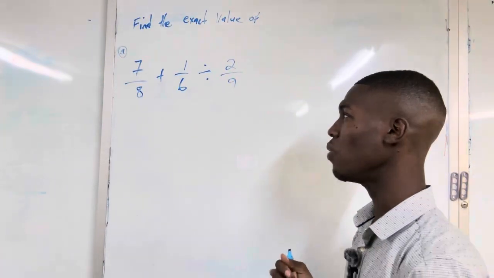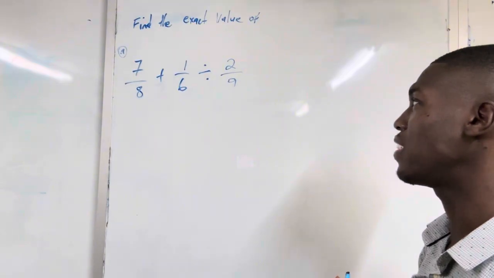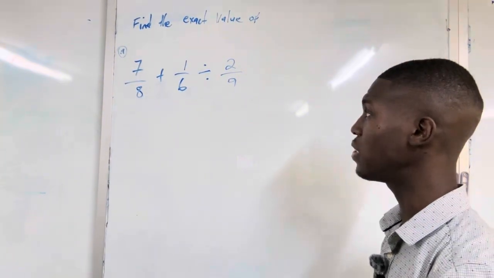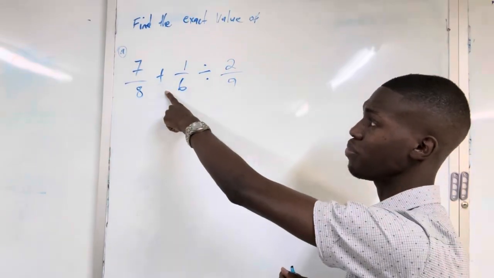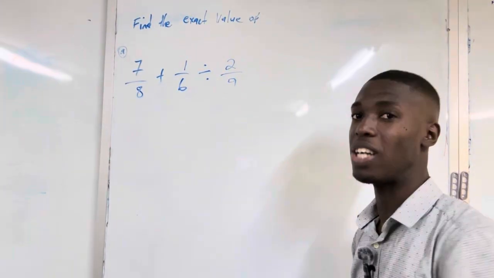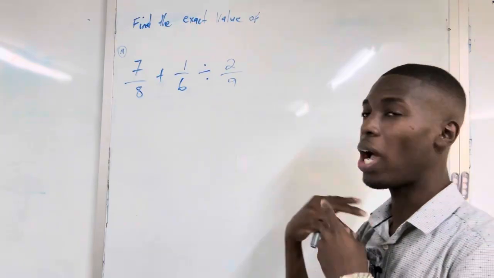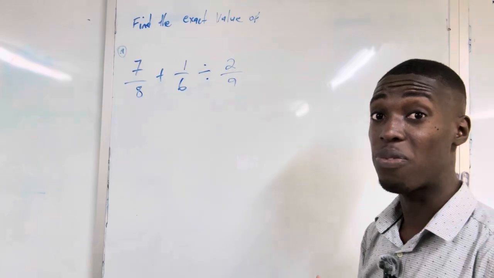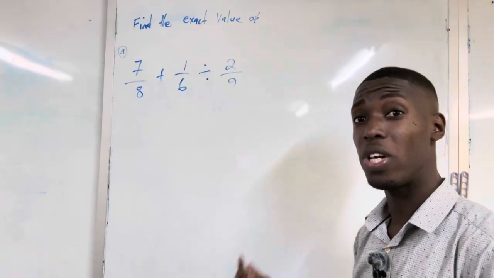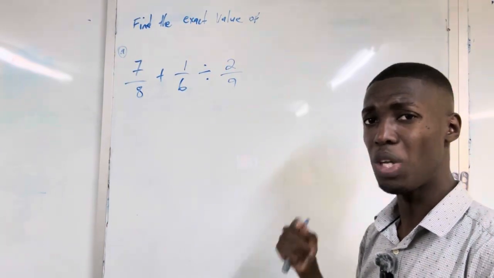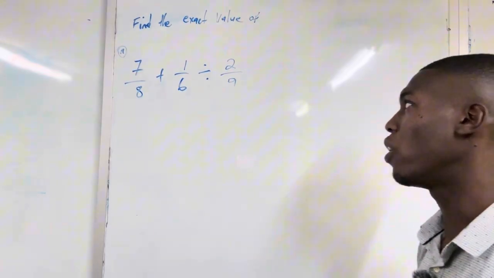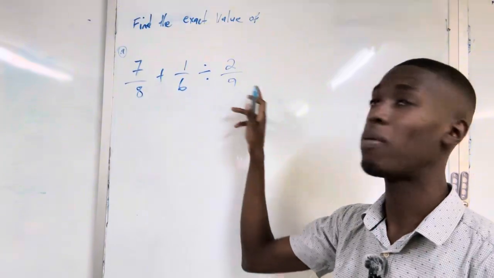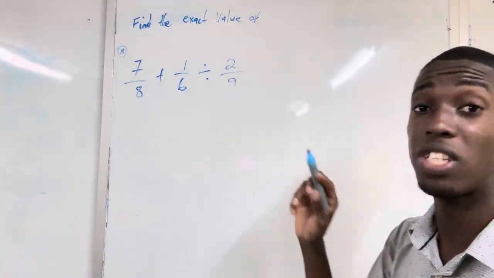So we have 7/8 plus 1/6 divided by 2/9, right? So if you notice, we have an addition and a division in the question. So by the BODMAS rule, we should divide first, right? The order of operations says we should divide first before we add and subtract. So we're gonna work out 1/6 divided by 2/9, right? That's the first thing we're gonna do.